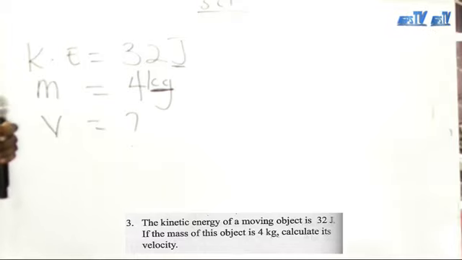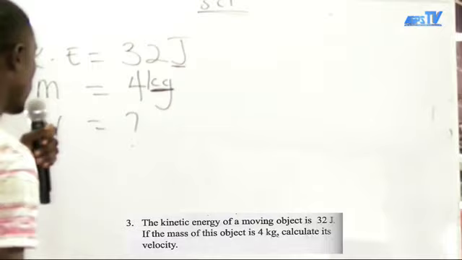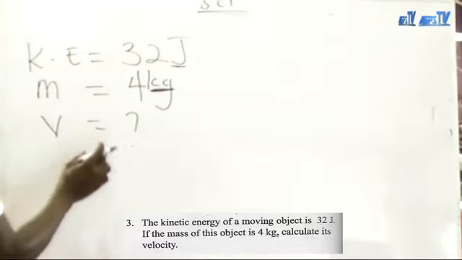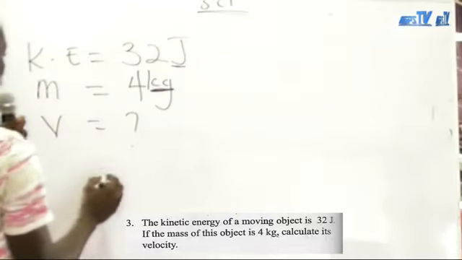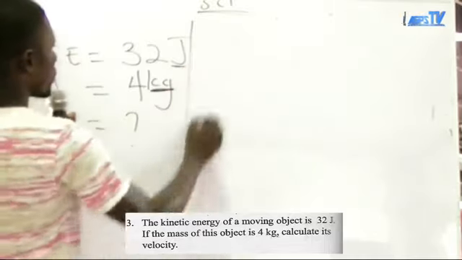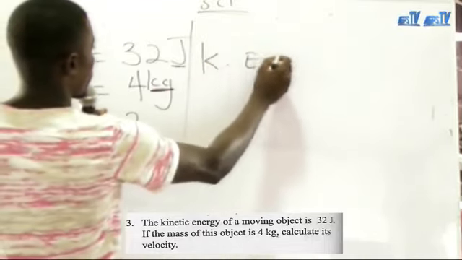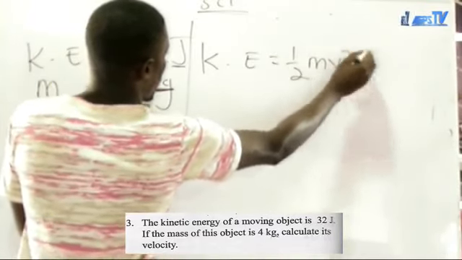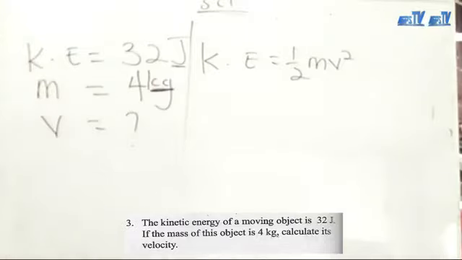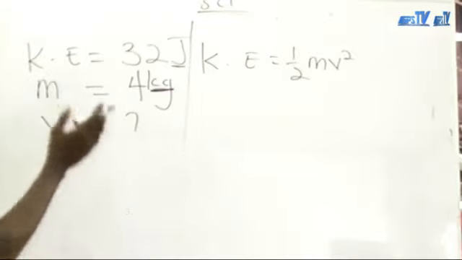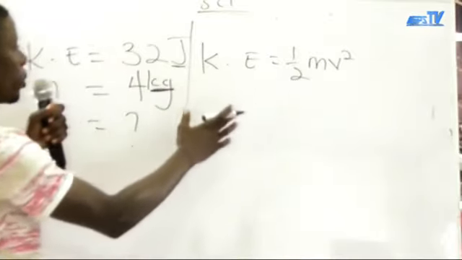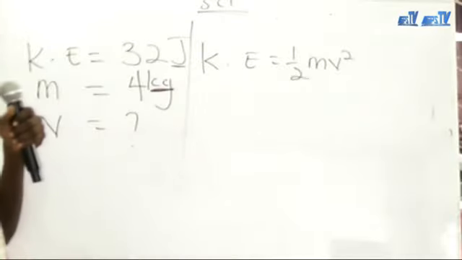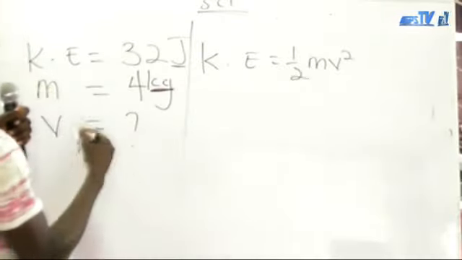Now we are going to look for the velocity. After listing down the parameters, you first write the formula for kinetic energy. You can just go straight to the point and write down the formula for finding the velocity. But you can also use this equation to solve for your velocity. It's the same thing. So now let us start.